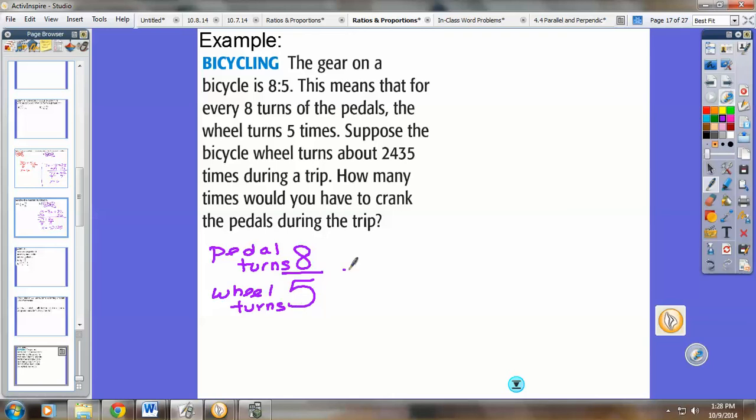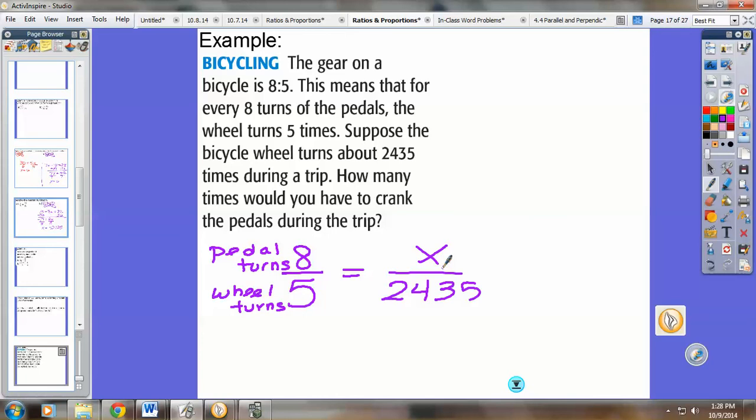Now, they want to know how many times you would have to crank the pedals if the wheel turned 2,435 times. So you know that the wheel turns is 2,435. Do we know how many pedal turns that's going to be? No. In this ratio, we only know one of the values. Notice that here in the denominator I have wheel turns, and in the numerator I have pedal turns. You may have flip-flopped that numerator and denominator. That's fine as long as you do it in both ratios. Is this okay? I set it up?